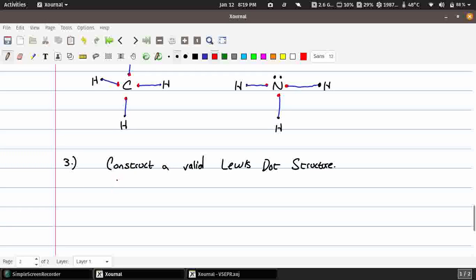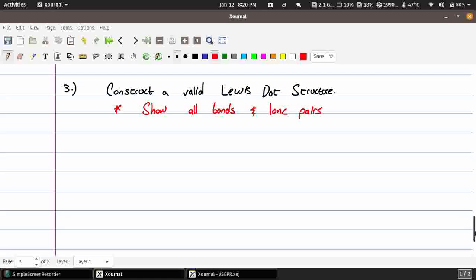Make sure, this is important, show all bonds and lone pairs. So when I refer to lone pairs, I'm referring to if you have a pair of electrons that aren't bonded to anything. That is a lone pair. And that is important for determining the geometry.